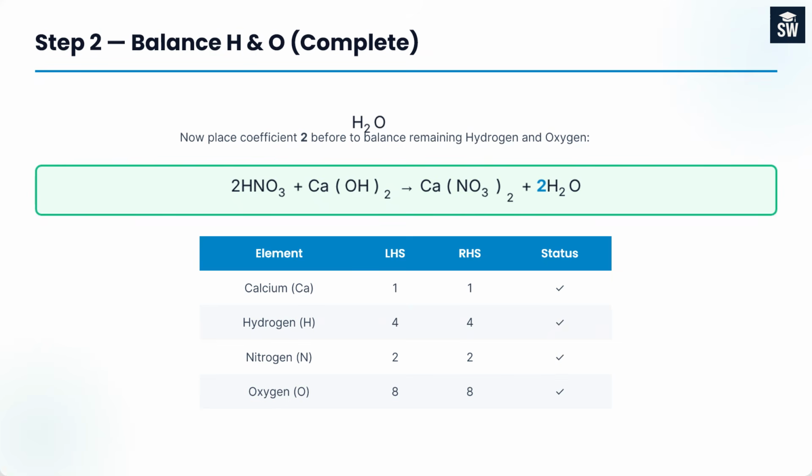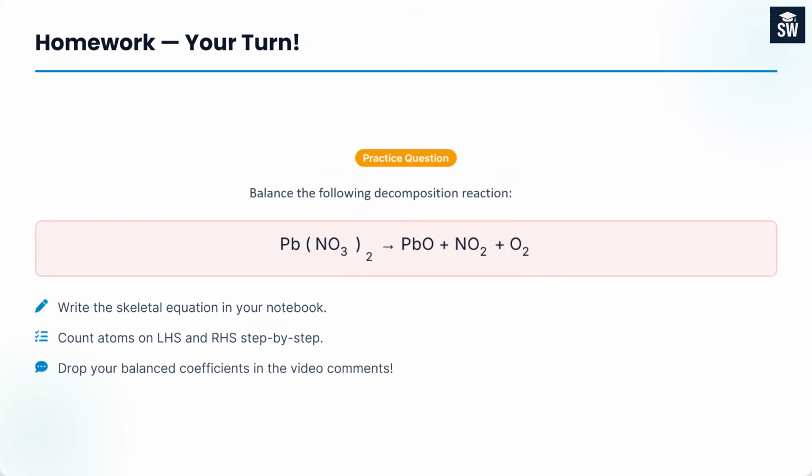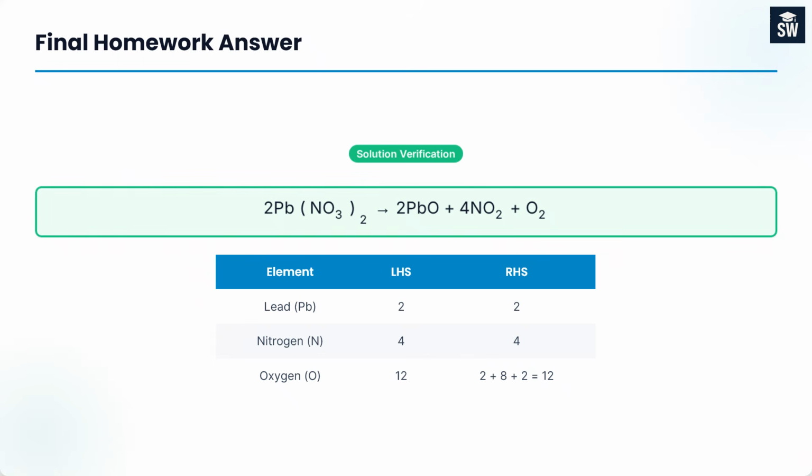After that, you will balance the water. Balancing the water means balancing the oxygen, so here you will put this coefficient 2. Now count the number of atoms, and you will get the exact same numbers, right? Now this will be homework for you to solve step by step. If you have any doubt you can ask in the comments below. This will be the verification. After you have solved it, you will get this, right? You have to cross-check your answer with this.